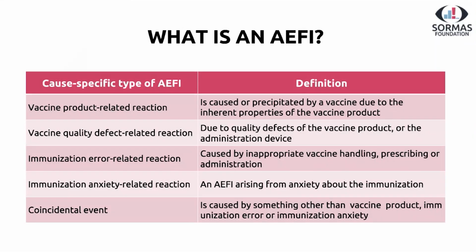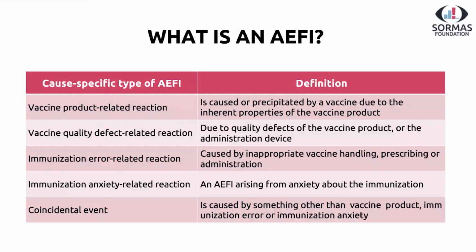The first 2 categories are related to the vaccine itself. It can be the product within the vaccine or the excipient. This is the first one, vaccine product related reaction. Or it could be a quality defect in the product, or potentially with the administration device. You know that we are not only using syringes, and the manufacturer can provide some devices.